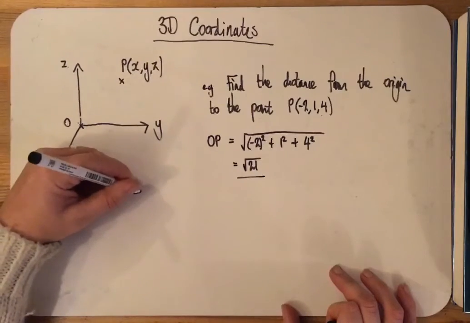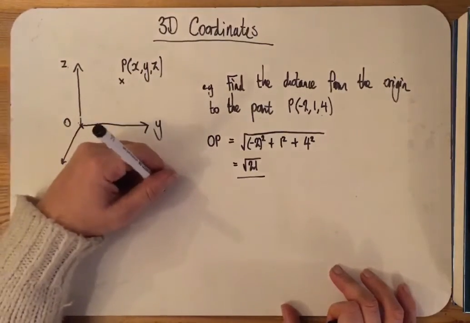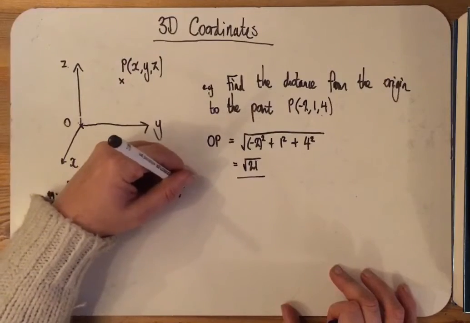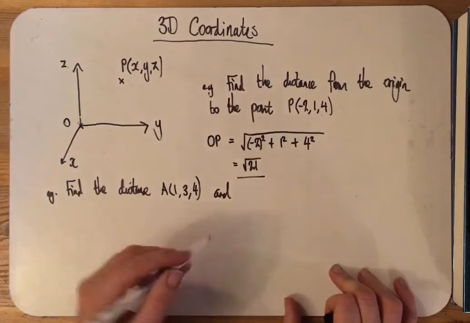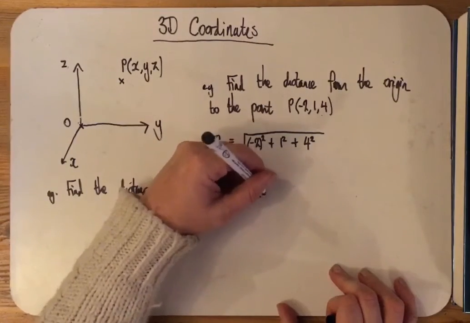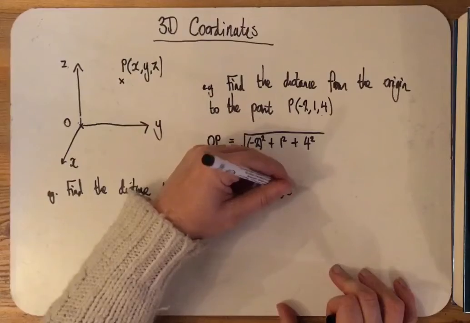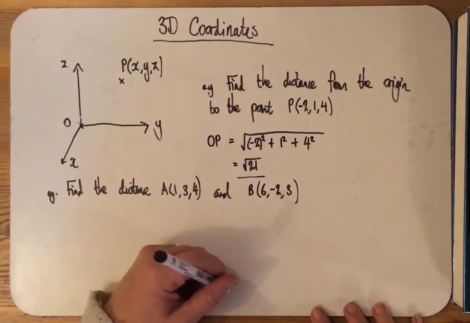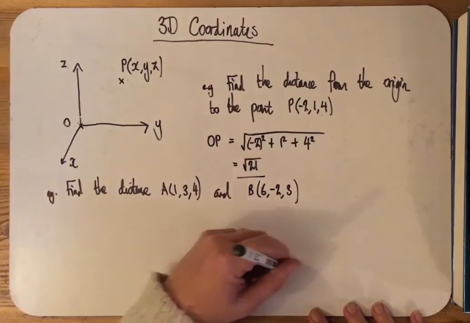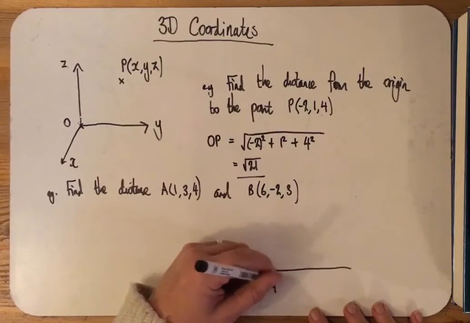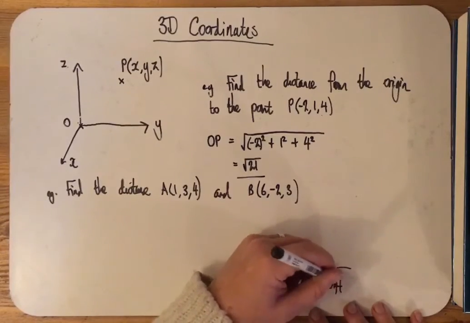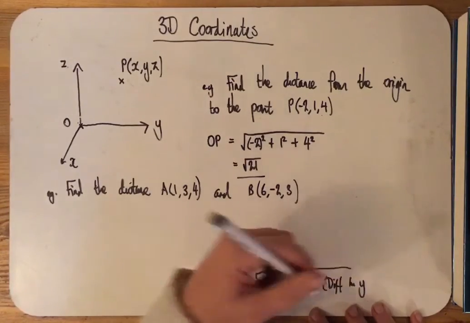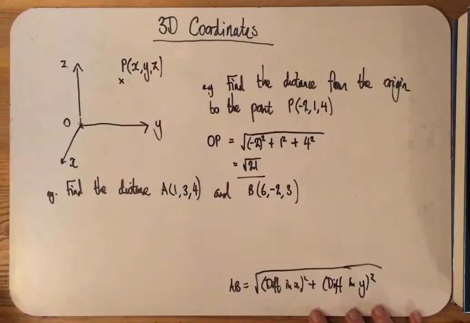so again, you can just think, what would I do in 2D and extend it into 3? So if we want to find the distance between A, 1, 3, 4 and B, 6, minus 2, 3. If you remember in 2D, to find the distance AB, you do the square root of the difference in x squared plus difference in y squared. So this is going right back to the stuff we did at the beginning of last year. And so we just do that, but in 3 dimensions.